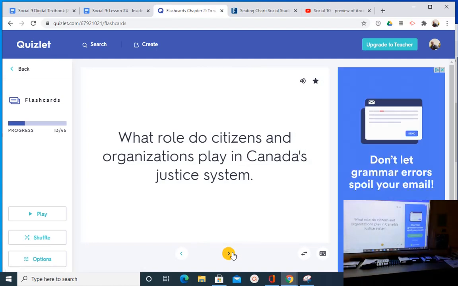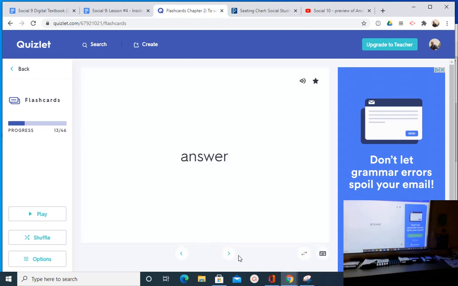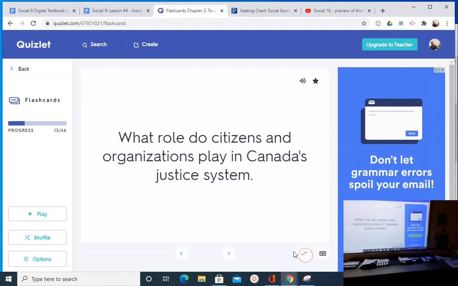What role do citizens and organizations play in Canada's justice system? So, this is when the word's not answered. This is when you would answer the question, right? So the question is, what role do citizens and organizations play in Canada's justice system? So we want you to be aware of organizations like the John Howard Society mentioned in Chapter 2 and how they can provide service to people affected by crime. So definitely something to review in our worksheet.